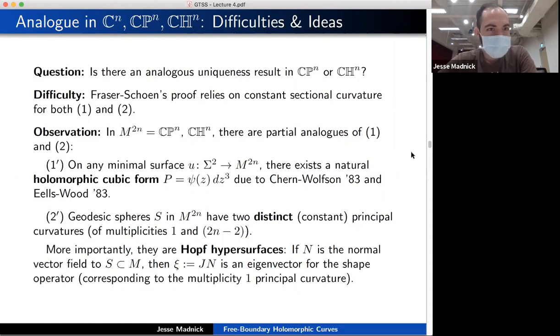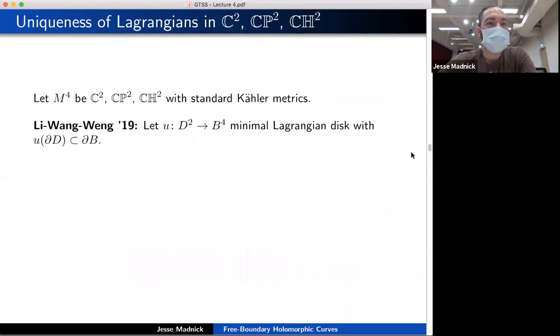These 2 observations were made independently by Li, Wang and Ong and also myself around pretty much the same time. But we both made those observations, but we came to slightly different conclusions. We use them in different ways. So there are these two theorems, neither of which implies the other. They're just different. So let's consider CP^2 or CH^2 with their standard Kähler metrics. And Li, Wang and Ong considered minimal Lagrangian disks in the four-ball of these things, okay? And the boundary of the disk lies on the boundary of the ball.